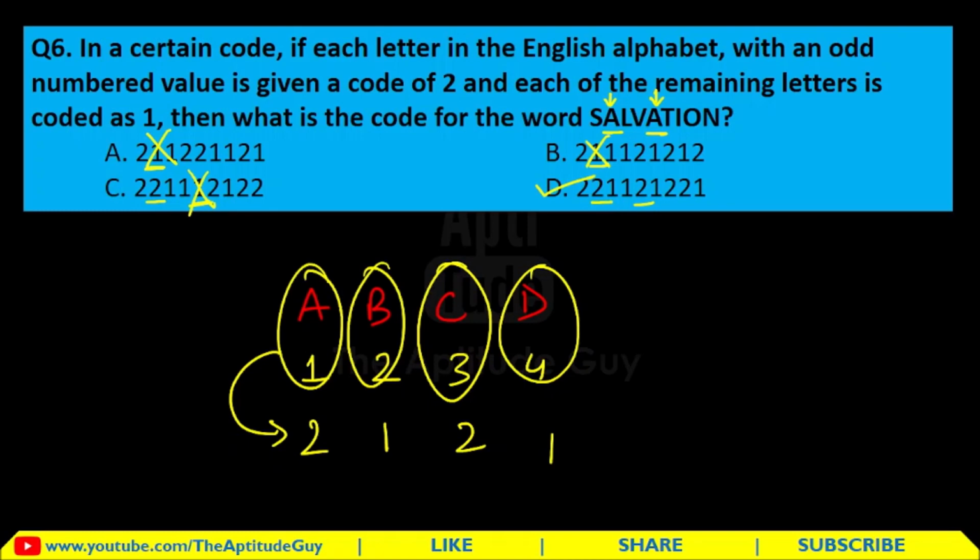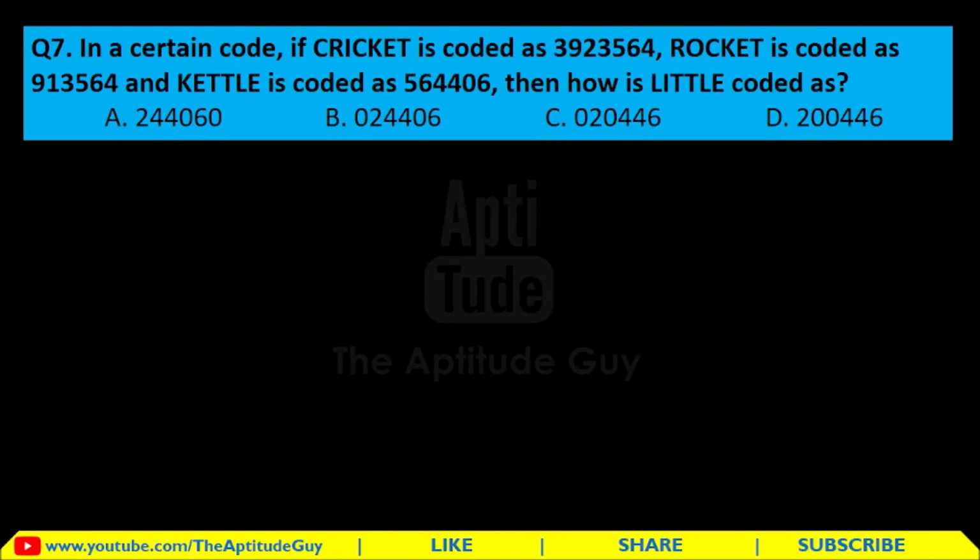Let's move on to the next question. And yeah, if you have any doubts in this one, definitely drop them in the comments. Again, a very simple question. In a certain code, if cricket is coded as this and rocket is coded as this, kettle is coded as this, then how is little coded as? Pause the video, try to solve it. Alright, let's do it now.